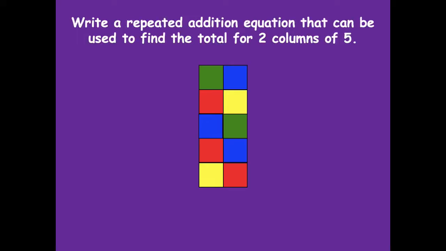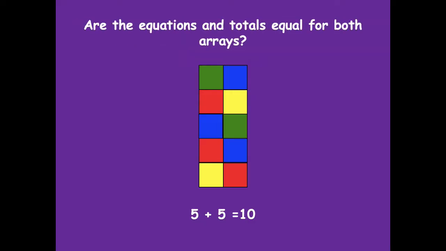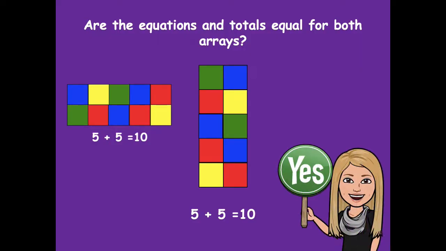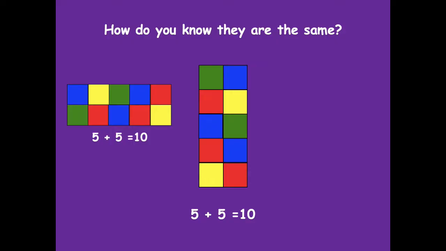All right, so here is my 2 columns of 5. Write a repeated addition equation that can be used to find the total for 2 columns of 5. All right, friends, pause if you need more time. 5 plus 5 equals 10. All right, so are the equations and totals for both arrays equal? Yes. How do you know they're the same?